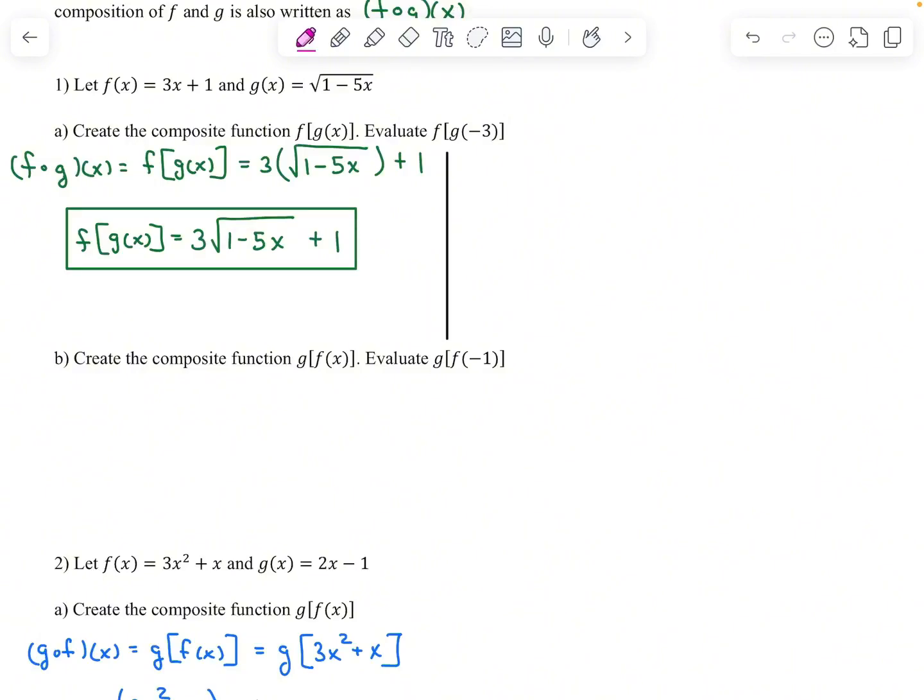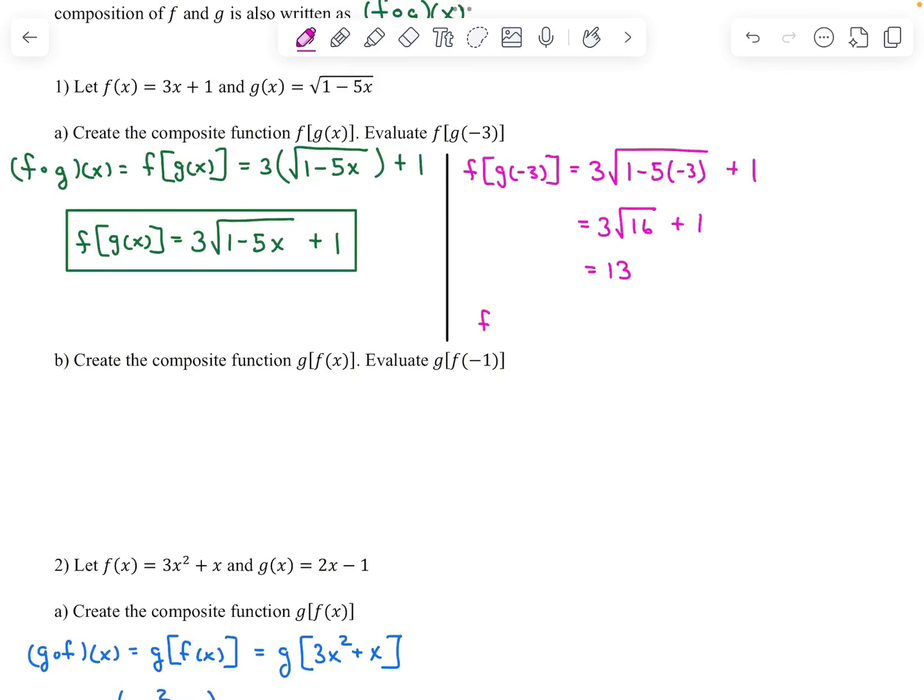Now to evaluate f of g of negative 3. To do this, all we need to do is substitute negative 3 into the composite function. So f of g of negative 3 is equal to 3 times the square root of the quantity 1 minus 5 times negative 3, plus 1. So this is equal to 3 times the square root of 16 plus 1, which is equal to 13. So f of g of negative 3 is equal to 13.